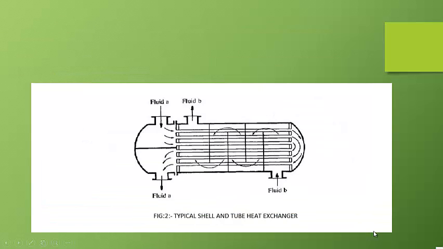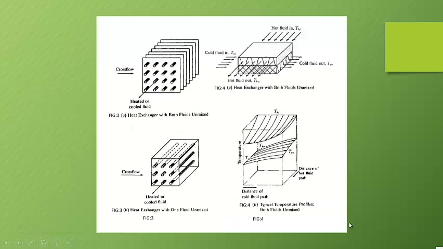Fig. 2 shows a shell and tube exchanger with several tubes, two passes and baffles. In cross-flow heat exchangers, the fluids flow at right angles to each other, as illustrated in Fig. 3. If a fluid can move about freely while passing through the exchanger, the fluid is said to be mixed. Fig. 4 shows a cross-flow type with both fluids unmixed.